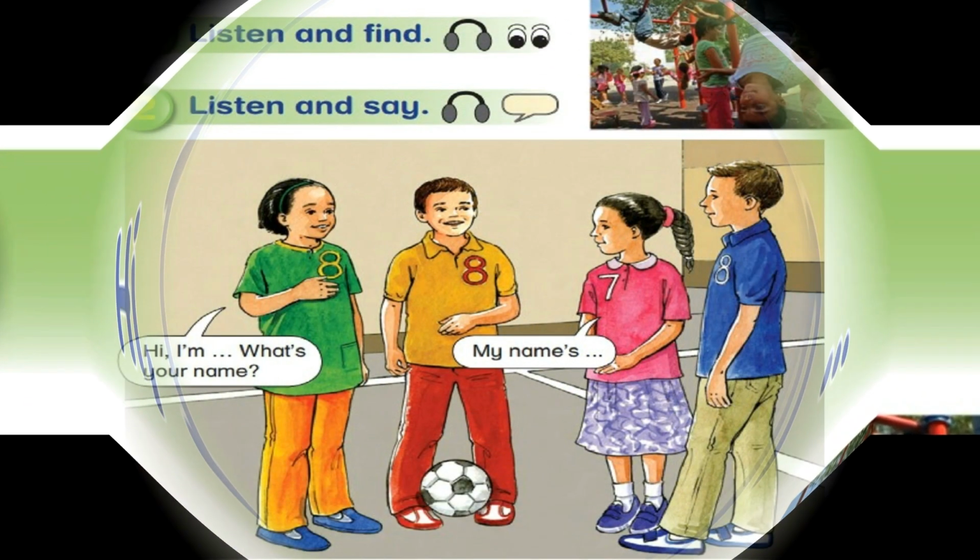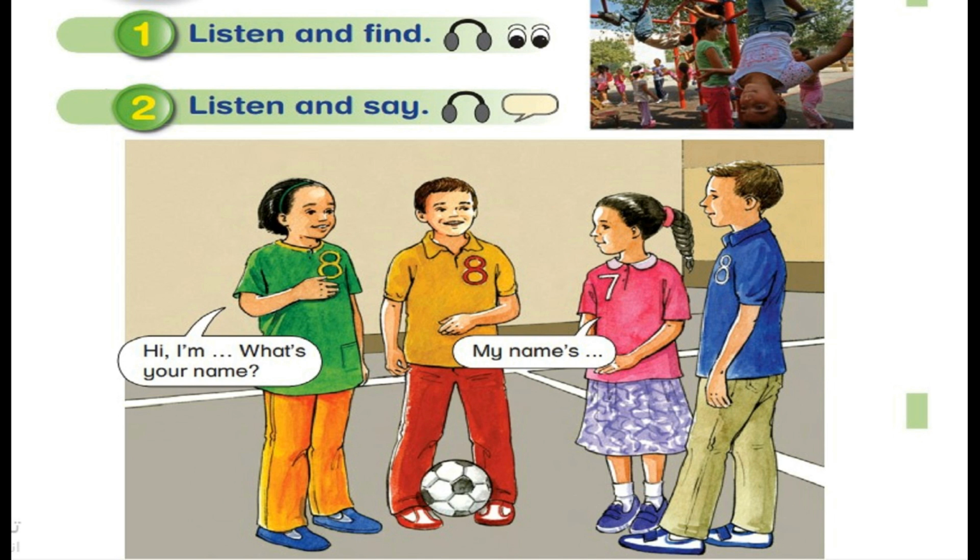Track 3, Unit 1, Period 1, Activity 1. Listen and find. Hi, I'm Salwa. What's your name? My name's Haifa. Hi, I'm Amir. What's your name? My name's Adam.